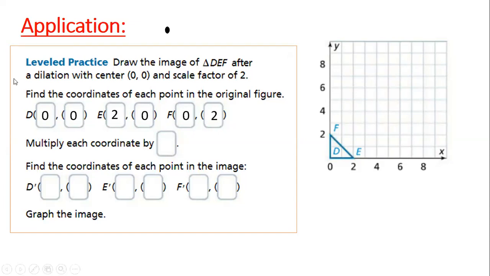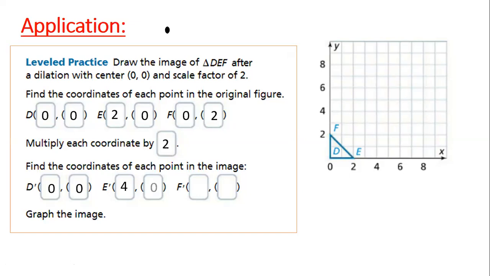Now, if we want to find D prime, E prime, F prime, what are we going to do? Multiply them by 2. Very good. So we multiply each coordinate by 2. So now find the new coordinates. What are the coordinates of the point D prime? 0, 0. Yes. Next, E prime is going to be 4, 0.